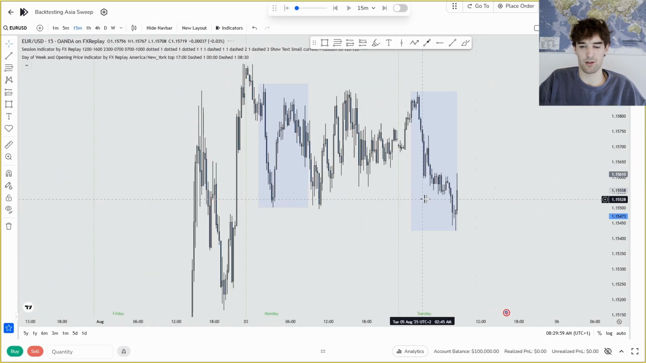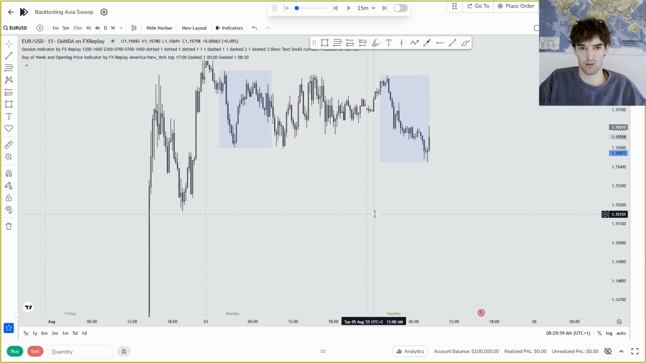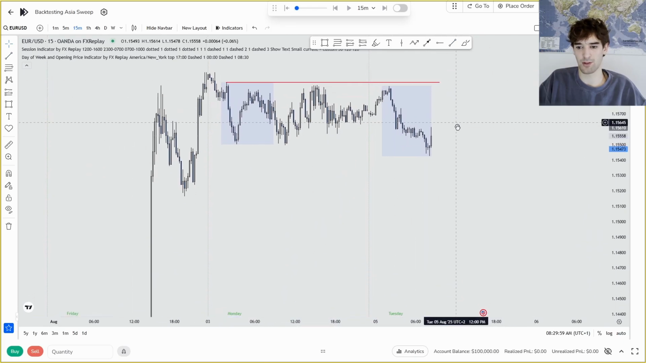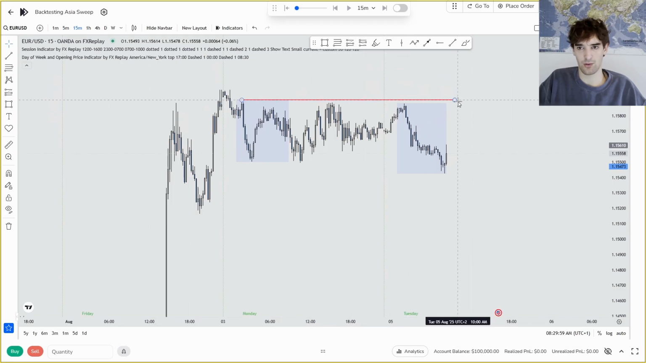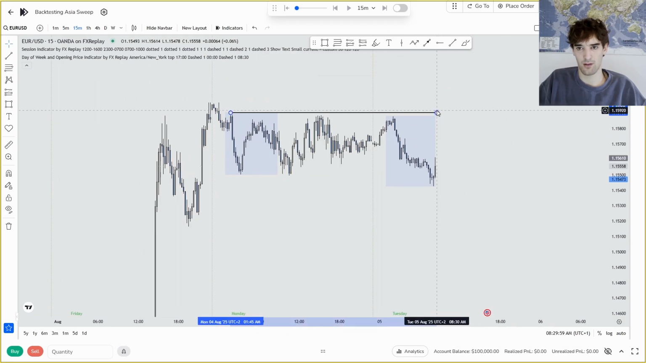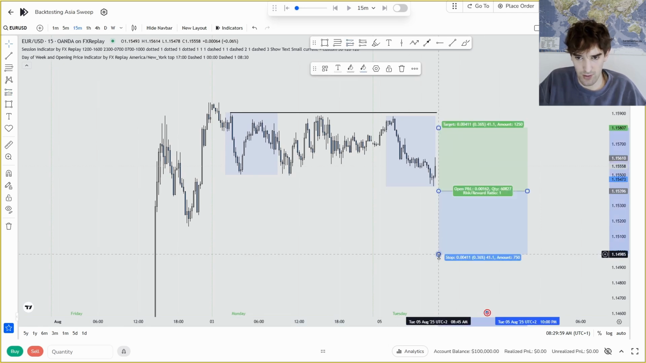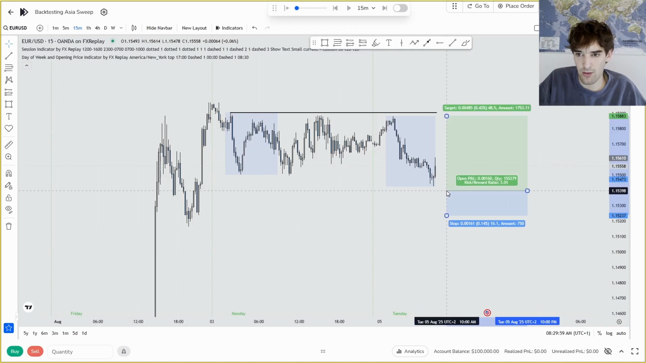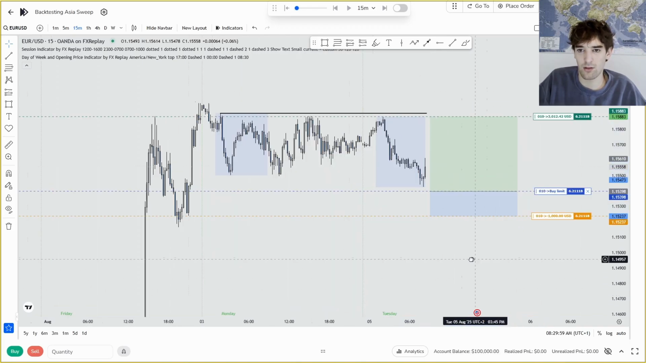Then next pair, EU. I really like the fact that we did not sweep this Asia high yet, and of course also not this one. So there's a lot of liquidity for grabs here. So I would take this one. So entry, stop loss right here. Take profit right there. Like that.